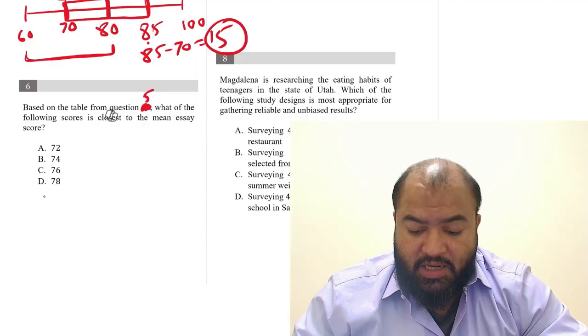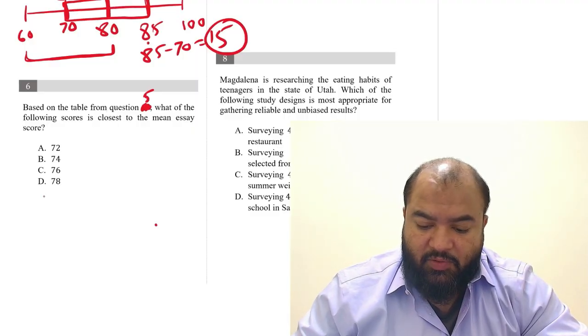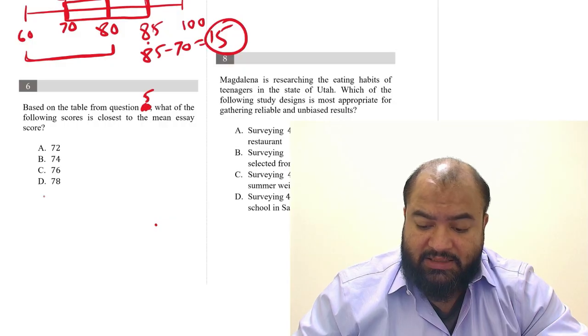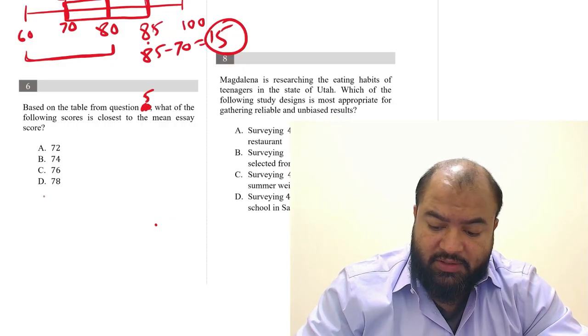Question number 6. Based on the table from question 5, which of the following scores is closest to the mean essay score? So which of the following scores should it be?